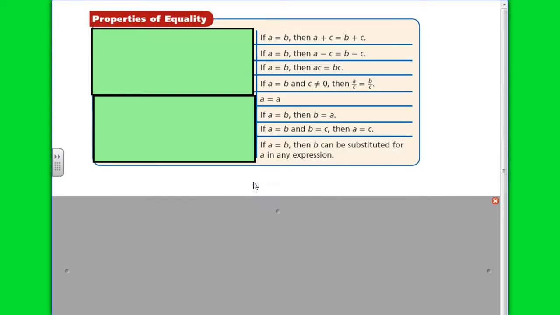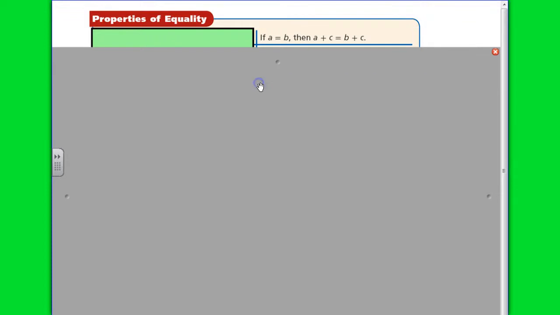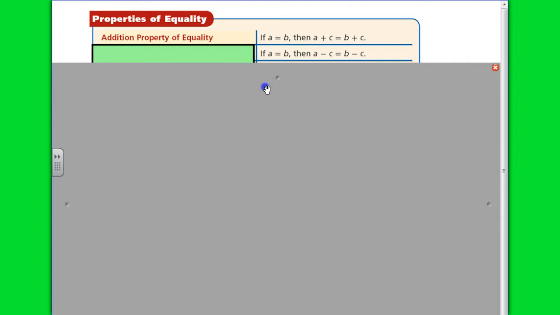So let's go over some properties of equality. What property of equality would state that if A equals B, then A plus C equals B plus C? So what are we doing to both sides here? We're adding the same value to both sides. So this is the addition property of equality. I'm sure you have the hang of it now. So if A equals B and we subtract the same value from both sides, that property would be the subtraction property of equality.